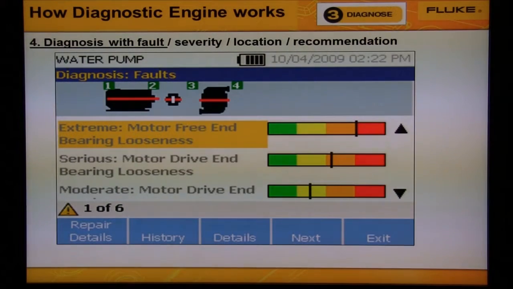At the last step, we see the results of the diagnostic report. The diagnostic engine found the shaft speed, developed a baseline, compared the exceedances to 4,700 rules, then gave a report with the fault, with severity, location, and recommendation. For more information, we would look into the viewer software to review the data.